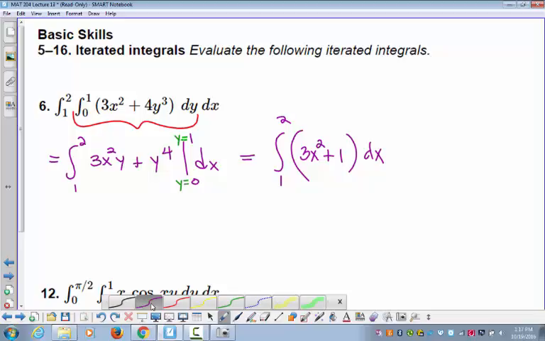And now we're back to calc 1. Now we just have a regular single integral. We're not holding anything constant. So we just integrate nice and cleanly. And that's from 1 to 2. So we'll end up with 10 minus 2. So we get 8.